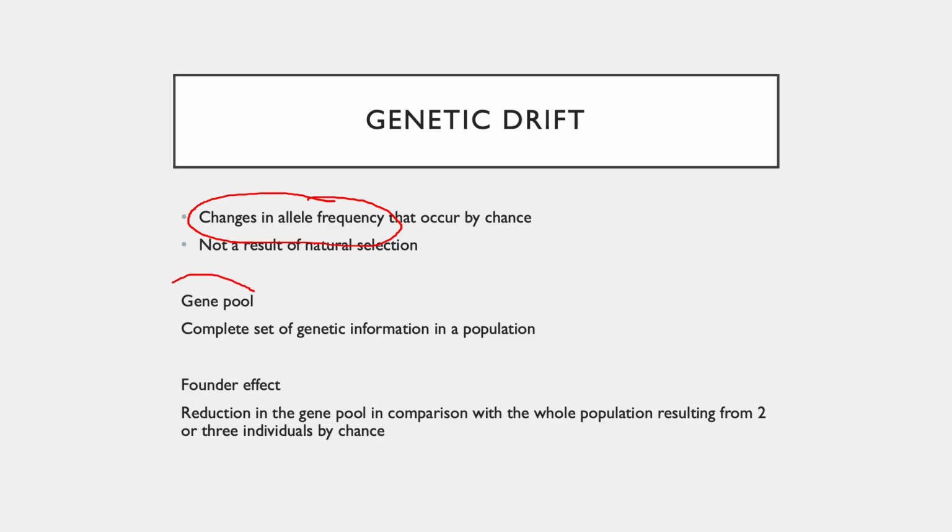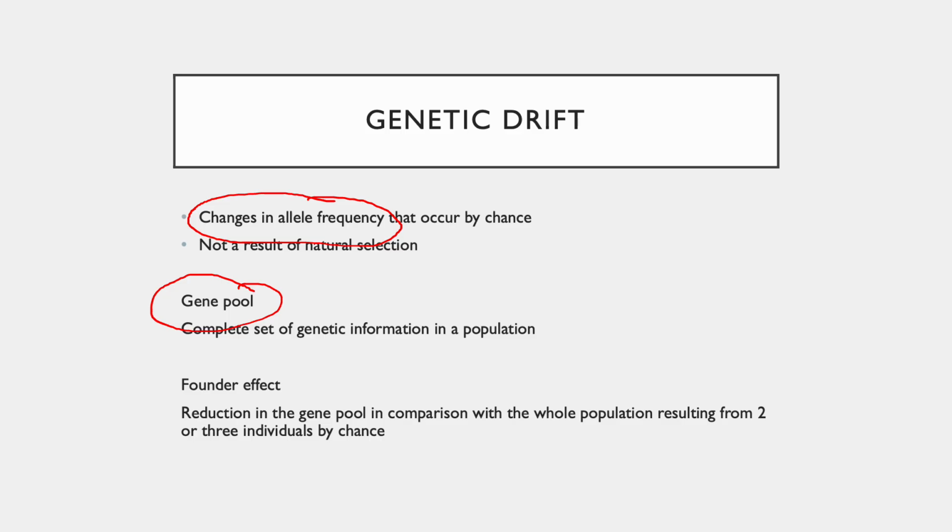Gene pool is one of the terms which is used while explaining genetic drift. Please remember very carefully that whenever we are talking about gene pool, we are talking about the complete set of genetic information, or all the genes of different species, which are present in a particular population. When we talk about genetic drift and gene pool, there are certain effects which come into place, and the reasons these genetic drifts are occurring lead to the existence of certain effects.